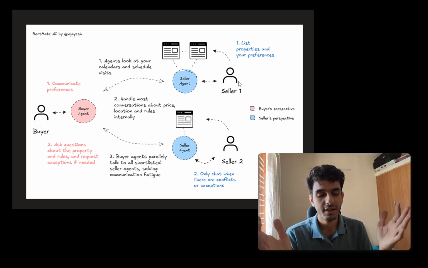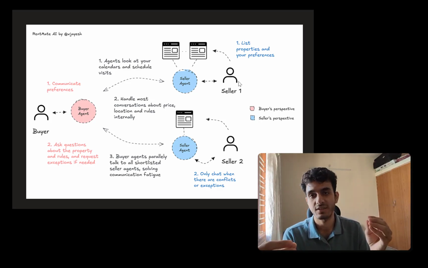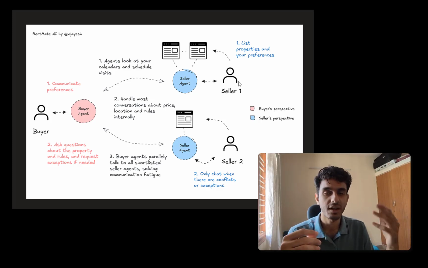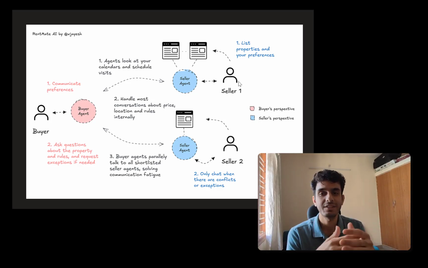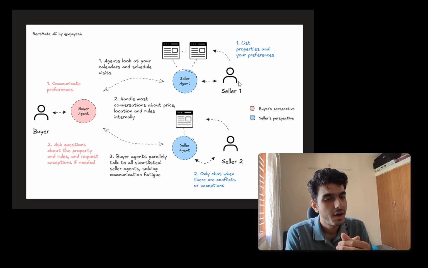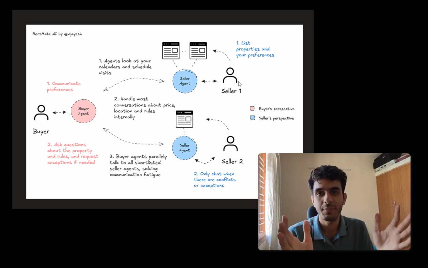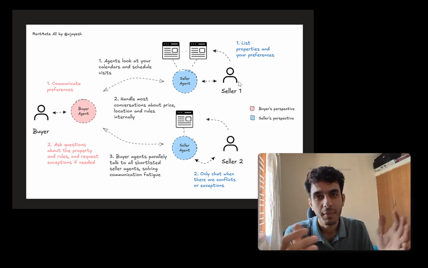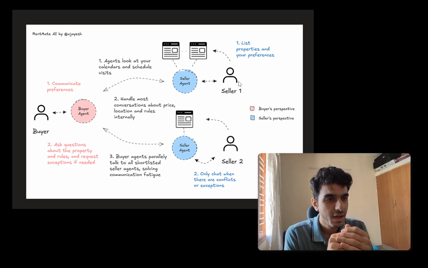And how does it do that? It has access to all of your calendars. So the buyer agent has access to the buyer calendar, the seller agents have access to the seller calendars, and they figure out common dates. They also discuss details like, let's say, proximity to parks and other preferences you must set when you're searching for properties. So this is how it works. Internally, all of it happens without bothering either the seller or the buyer. But you can also obviously ask for exceptions. But that's something we can see in the demo.